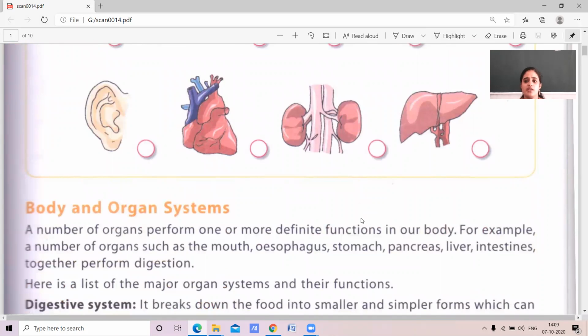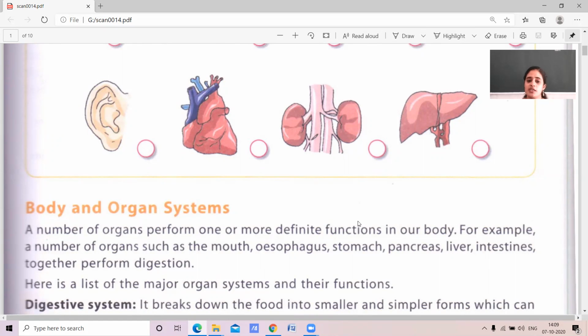Students, in our body, we have so many parts. Some of the parts that we can see, they are external parts. Some parts are there which we cannot see. They are internal parts. So each part in our body performs a different function. So let's learn what the different parts present in our body are and what they do.